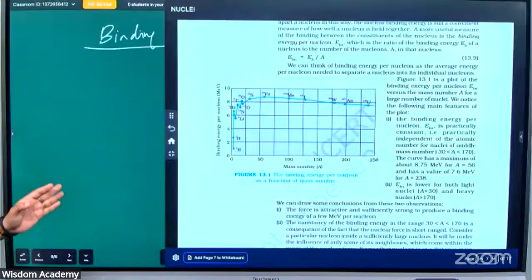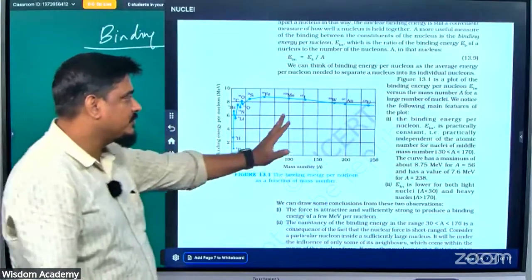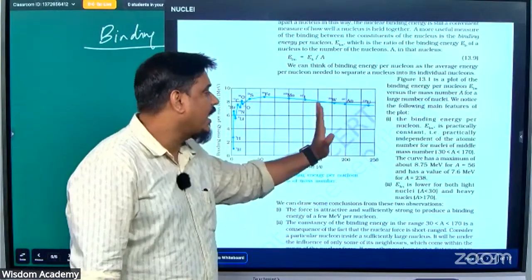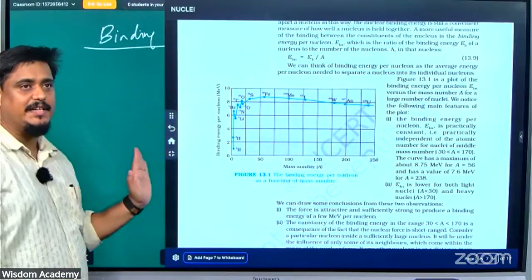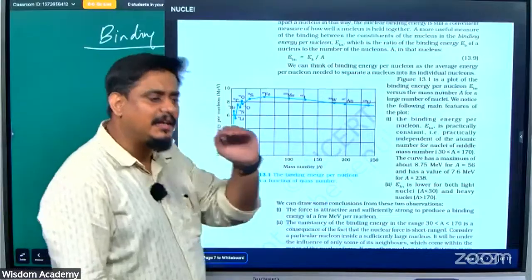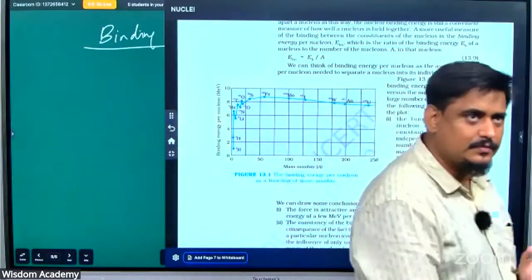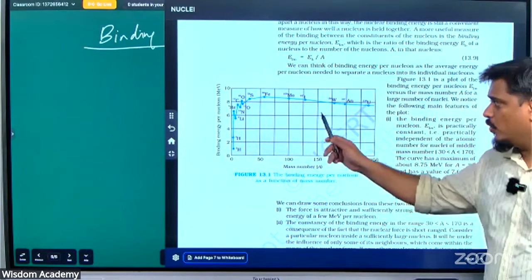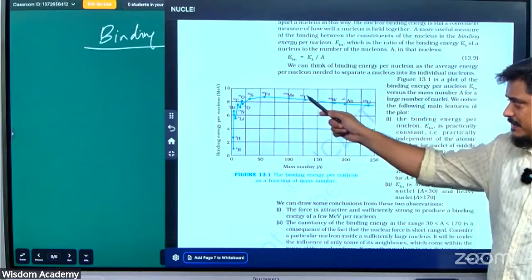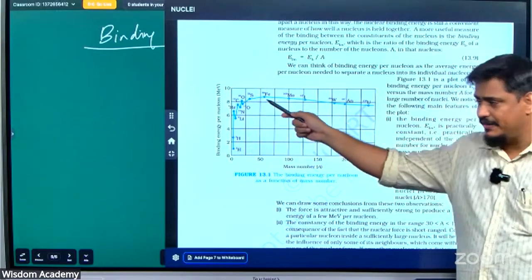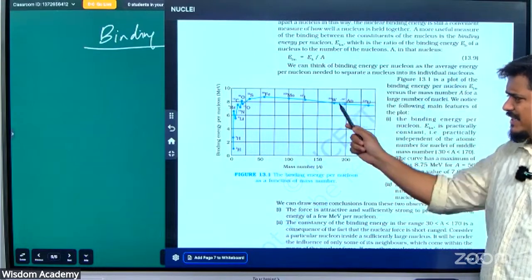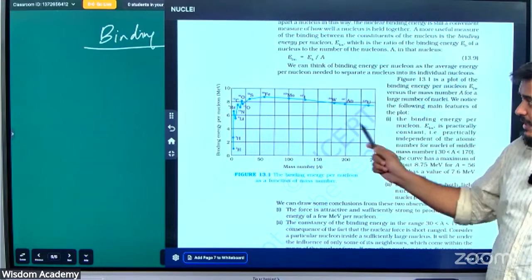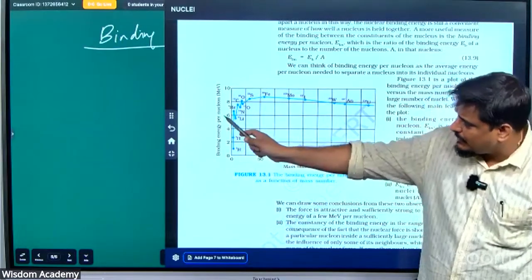Only a few elements which have mass number above 170 or below 30 have slightly less binding energy. Are you getting my point? All these elements have great stability. They are very stable nuclei. Beyond this, it is reducing, becoming less, and if you go before 30, once again it is reducing.